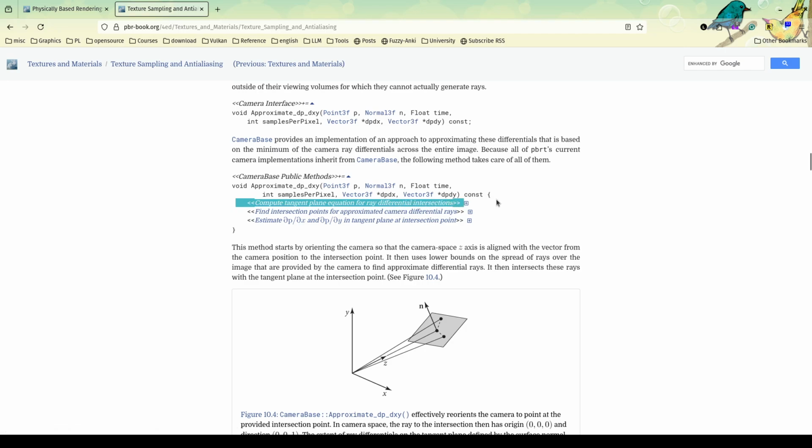Compute tangent plane equation for ray differential intersections. Find the intersection points for approximated camera differential rays. And then estimate partial p in the tangent plane at the intersection point.